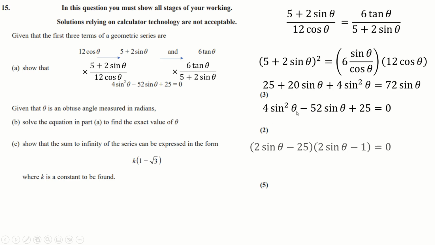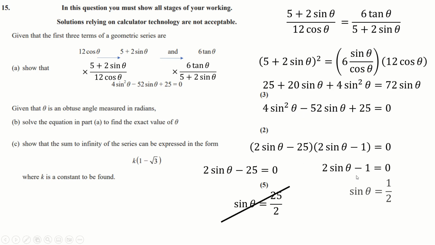You can actually just notice that this factorizes if you want to. You could make a substitution like y equals sine theta and then use the formula or whatever. It does just factorize though. So we either have that this is 0 or this is 0. This doesn't go very well because that's way bigger than 1, so we'll ignore it. This makes sine theta a half, which makes theta pi over 6, 30 degrees if you're working in degrees.